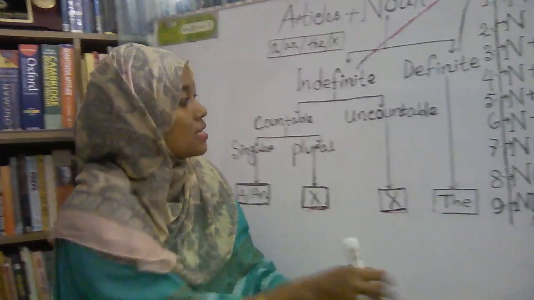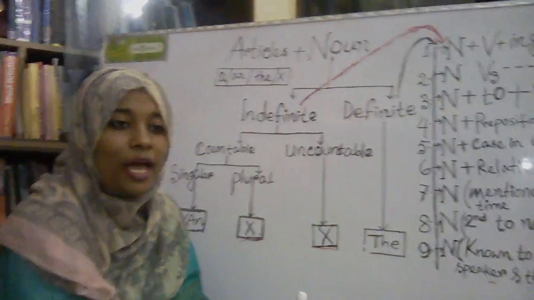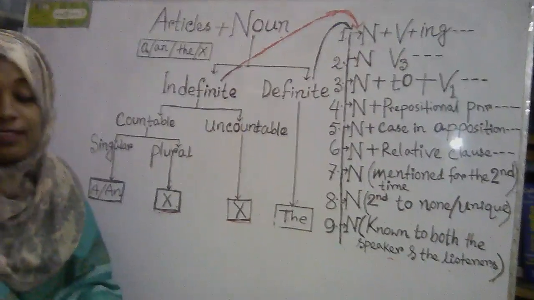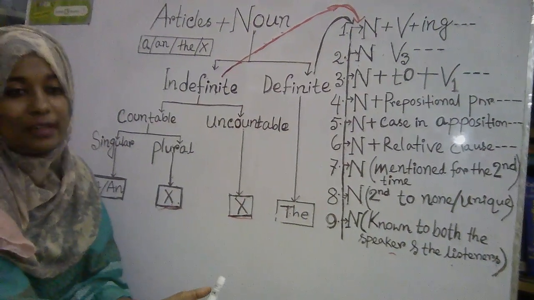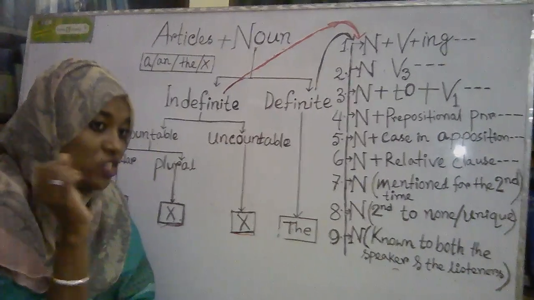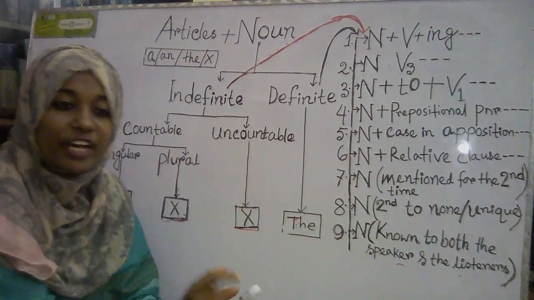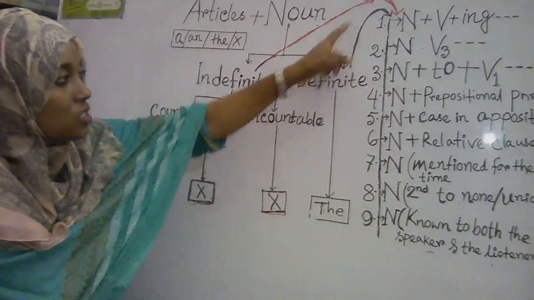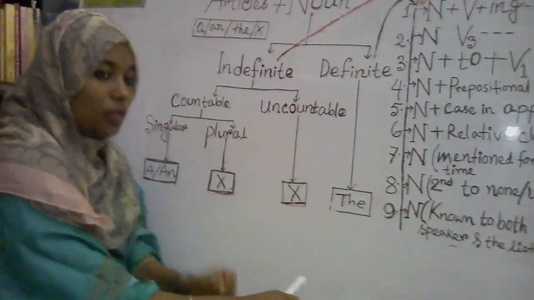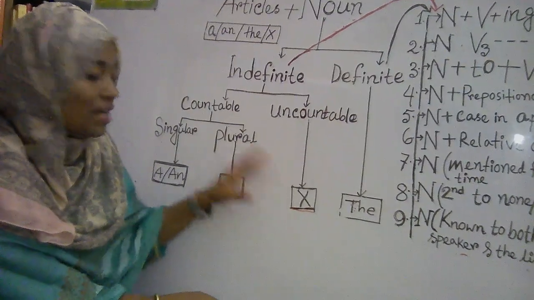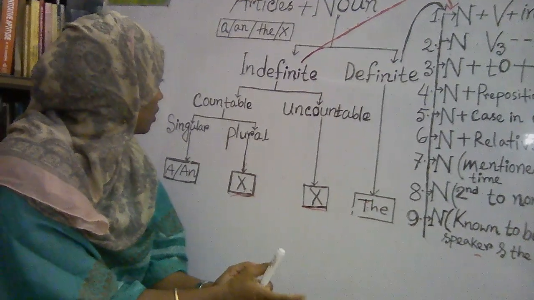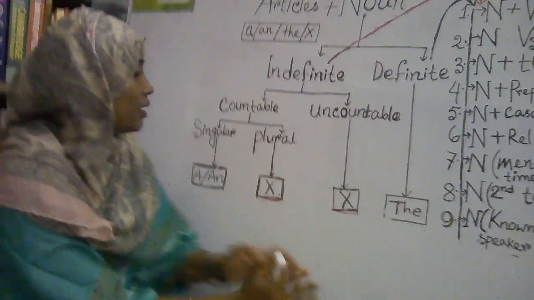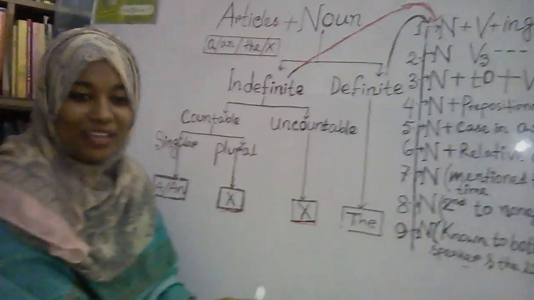Now let us see how this diagram helps us to use articles properly. My dear students, before anything, you just see whether the noun is definite or not. If the noun is definite, it takes the. If not, then it takes the others. It means cross, or a or an. Now let us see them in examples.